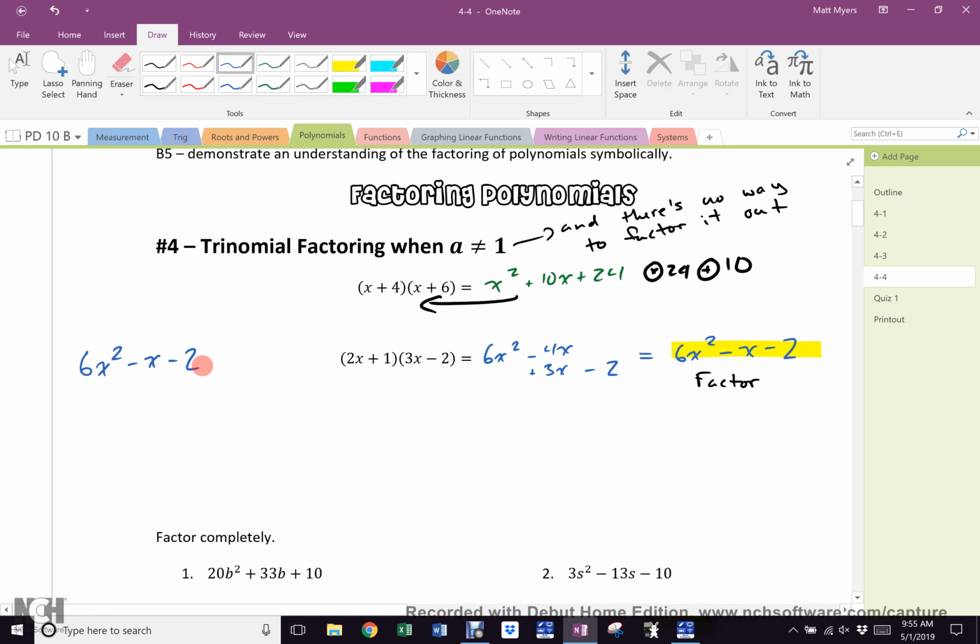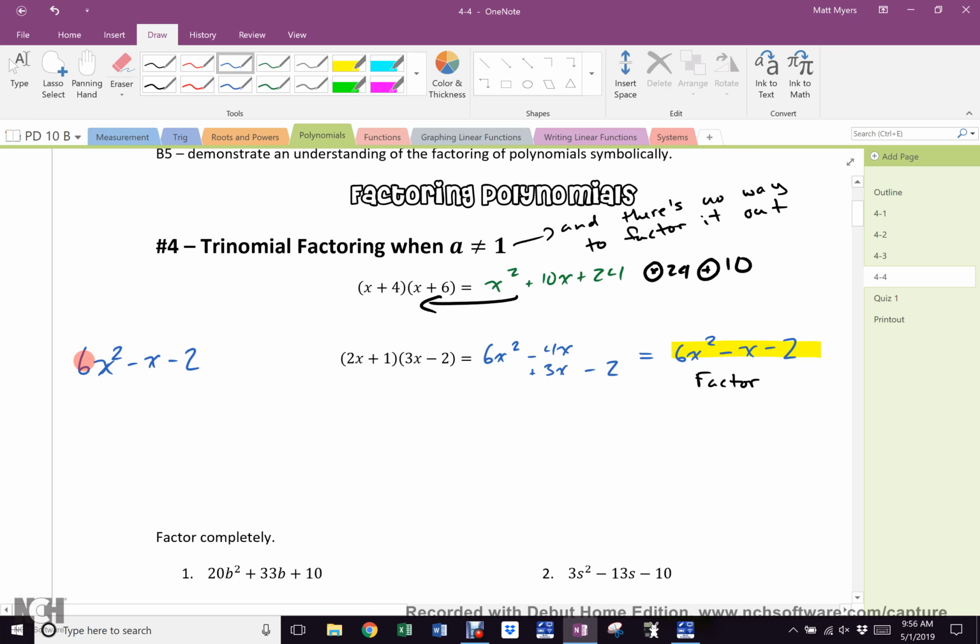What about this question bothers you? The 6. The 6 bothers you, correct? Yes. If there were no 6 there, what would you do? Pretend there was no 6 there. What would you do to factor this? You would look for something that multiplies to -2 and adds to -1. Agreed? Okay. But sadly for us, there is a 6 there.